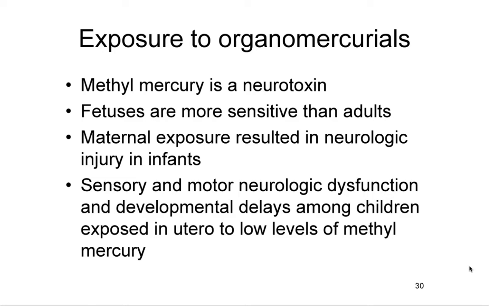Now, scientifically, methylmercury has been found to be a neurotoxin. That means it affects the neuronal tissues, such as the spinal cord, nerves, and brain. Because of its capability to exert neuronal toxicity, fetuses are more sensitive than adults, and maternal exposure during pregnancy has been found to result in neurologic injury in infants, such as neurodevelopmental disorders, sensory disorders, motor neurological dysfunction, and so on. All of this has been documented in populations that have been exposed to high levels of mercury.